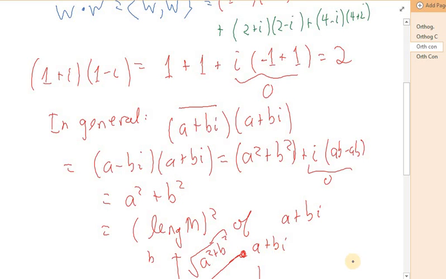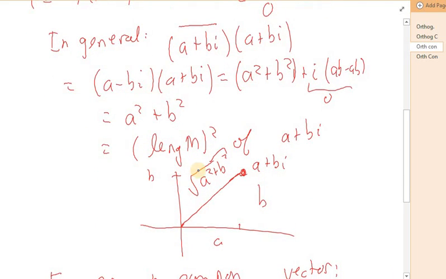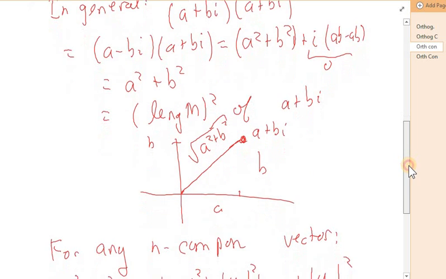If I think of the A and B as components of a two-dimensional vector, remember I've been comparing complex numbers to vectors, then the A squared plus B squared is simply the square of the length of the vector from 0 to A plus BI. Okay. So taking the inner product of a vector with itself has something to do with length.